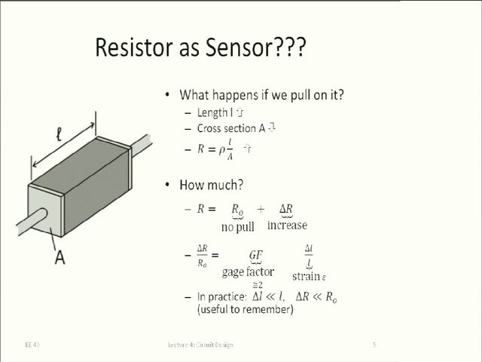We can't, except with unusual materials, stretch them to make them twice as long or something like that. Usually this change is going to be 1% or less. That's useful to remember because later we're going to have situations where we compare delta R to R zero, and then we can neglect the delta R in some cases. But in principle, the point is: have a resistor, pull on it, resistance goes up.